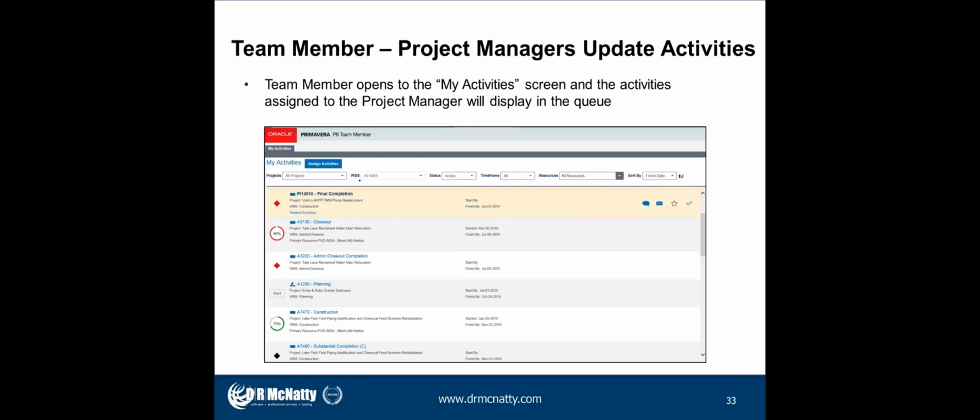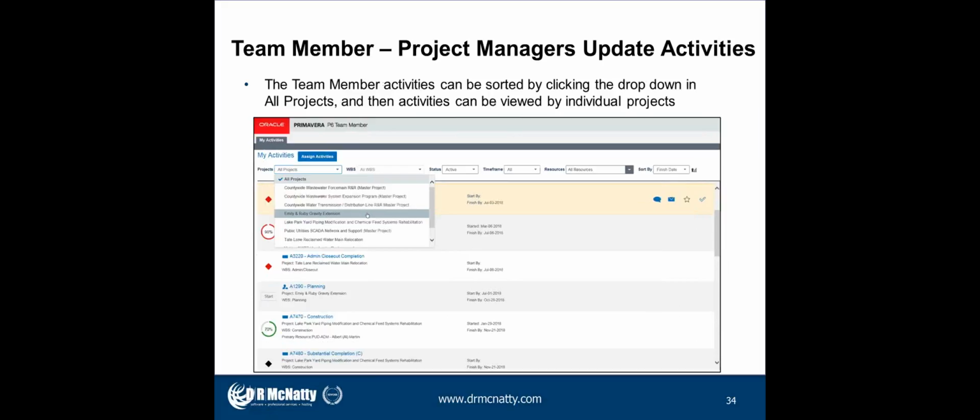The activity screen, it's called My Activities, and they're assigned to the project manager. And you can get a drop down on the top left of all your different projects. And then you can select a specific activity. It highlights it with a yellow band, which shows you that you're highlighted on that activity. So this is what the team member application looks like when the project manager logged in.